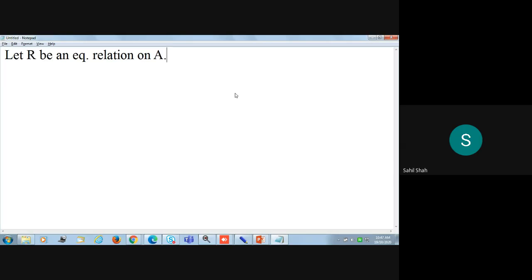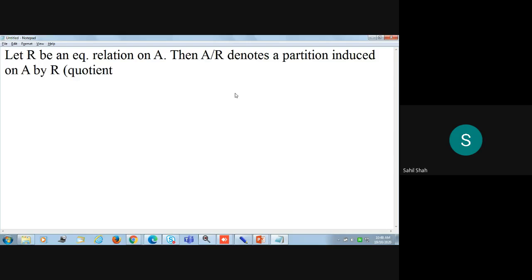On A, A slash R denotes a partition. A slash R denotes a partition induced on A by R, also known as the quotient set of A. So they will ask you in examination in the reverse as well.